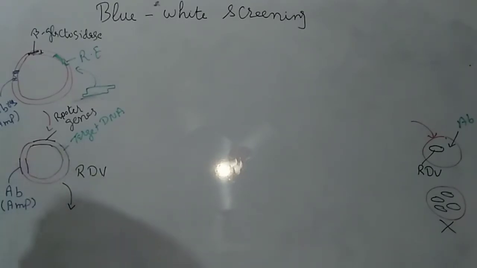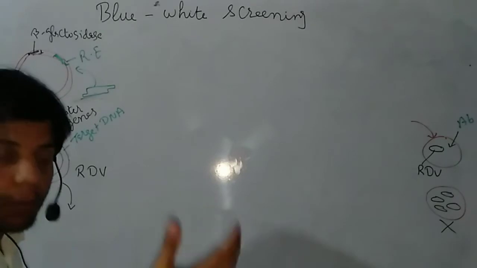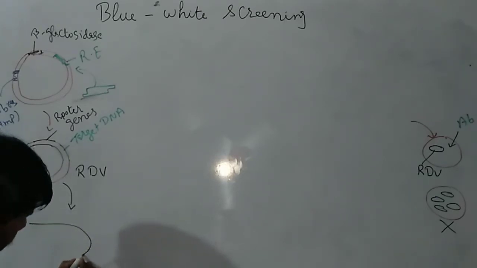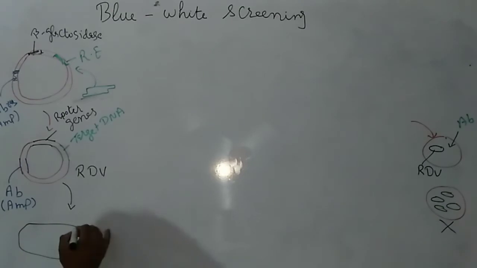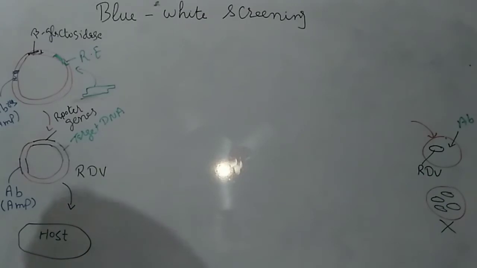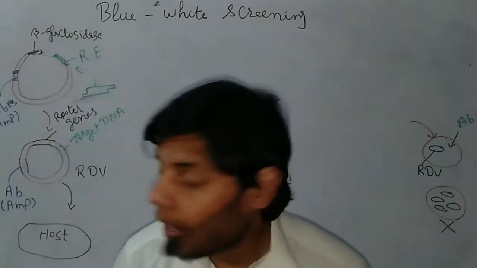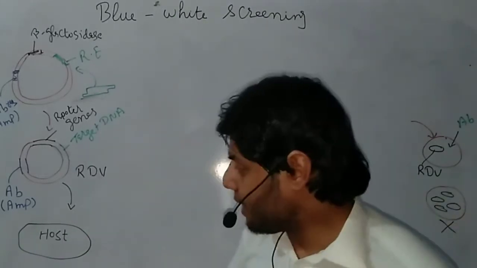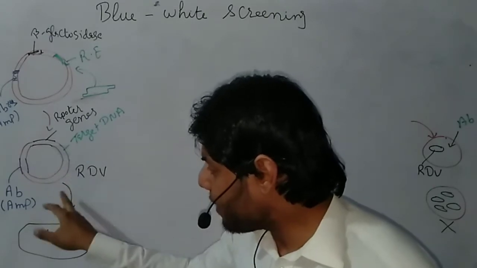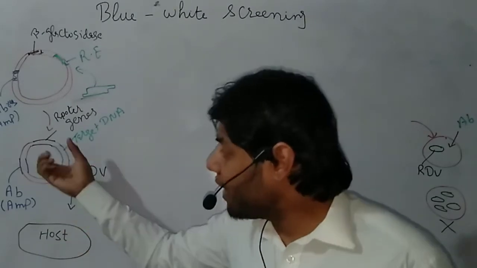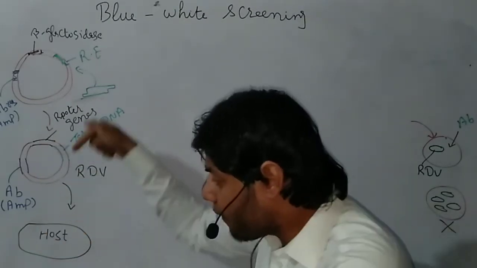Then we will insert this recombinant DNA vector by making the cell competent. We will insert it into the host cell. Okay, so let's suppose this is our host cell. This host cell could be a bacterial cell, or it could be a eukaryote or prokaryote. If it is prokaryote, it must be E. coli. If it is eukaryote, it must be yeast cell. Now once we loaded the recombinant DNA vector inside the host cell by making the host cell competent, after that they will uptake the vector.